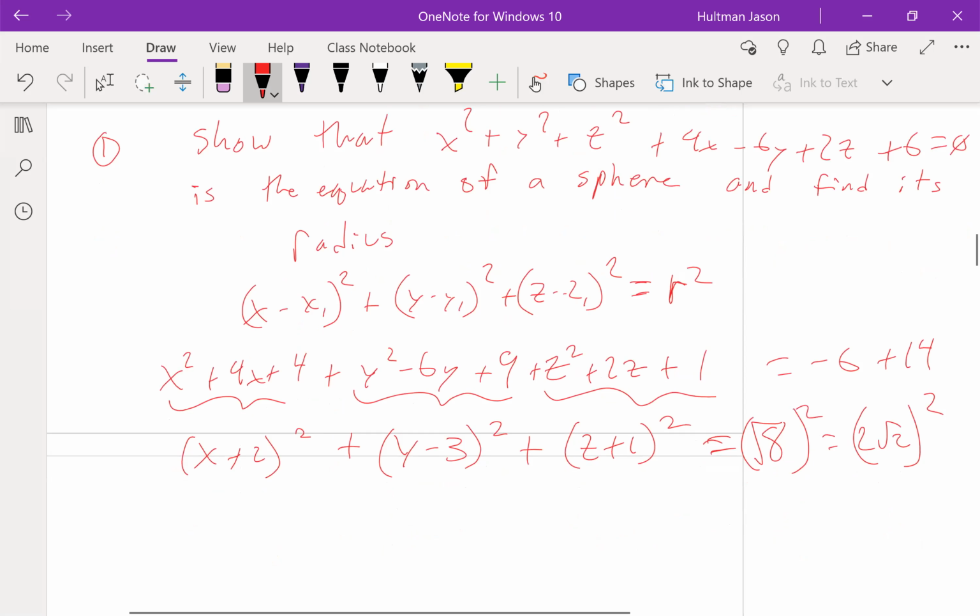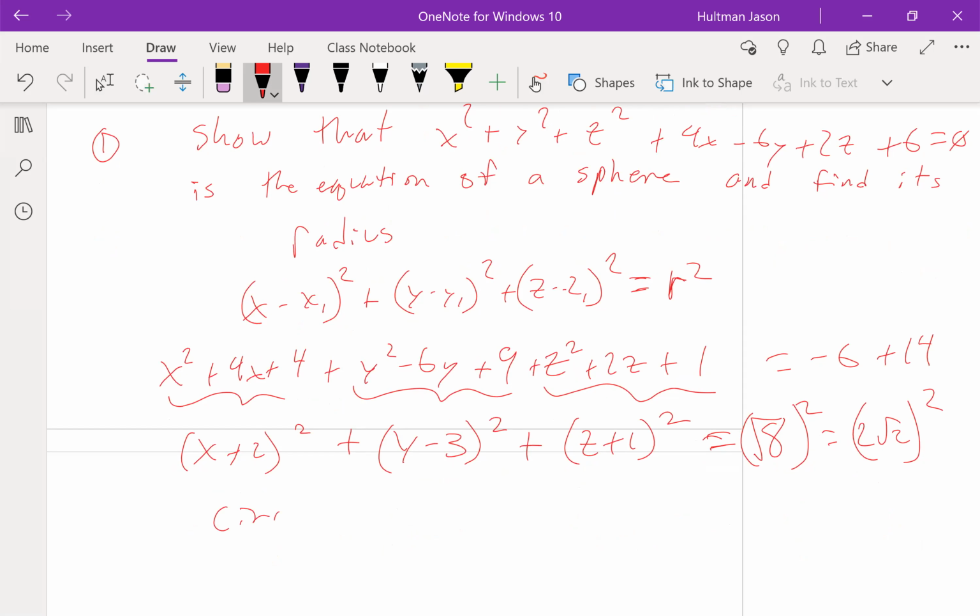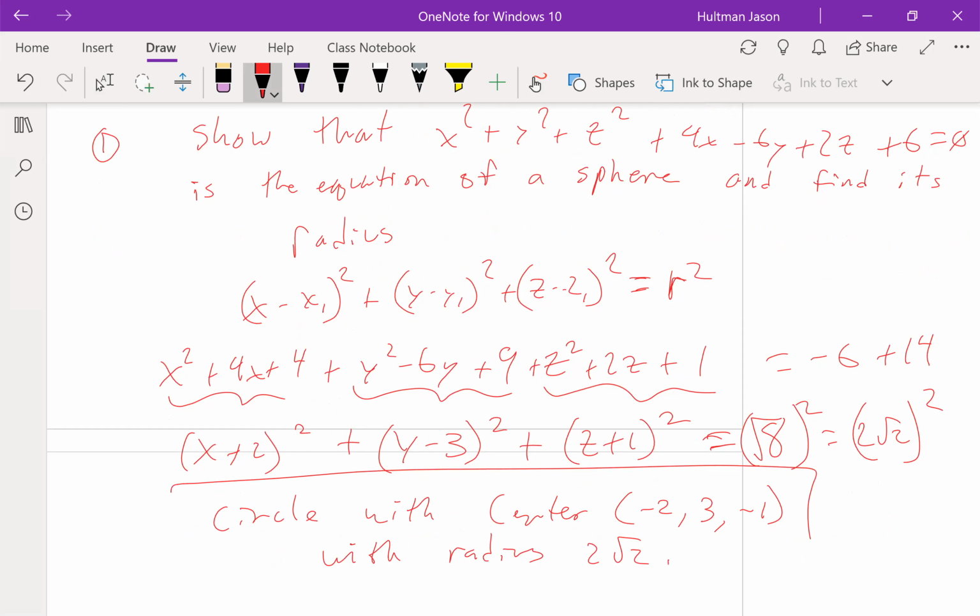This is a sphere with center -2, 3, -1, with radius 2 radical 2. That's it. Boom. There's your radius. Does that make sense?